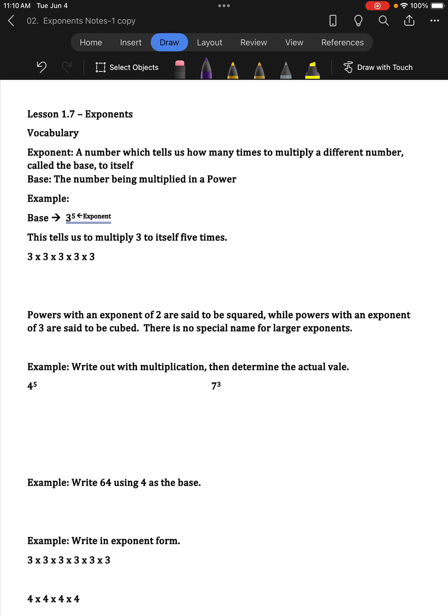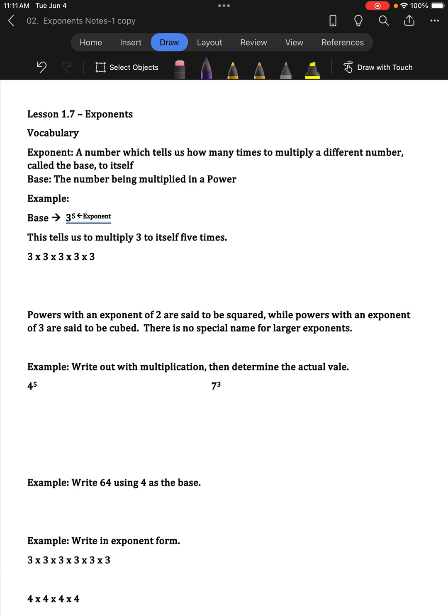Bases and exponents are written with the base looking like a normal number and the exponent looking like a superscript, or a smaller version of the number to the upper right side of the base. The example I have here shows us 3 to the 5th power. The base is 3, the exponent is 5. That 5 tells me that I should have 5 copies of 3 to multiply together.